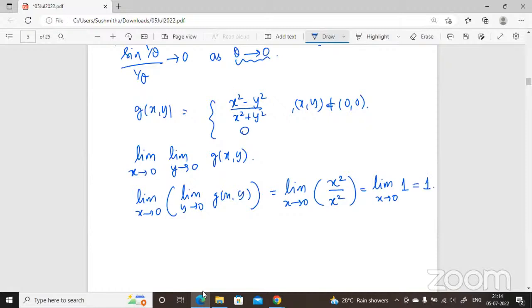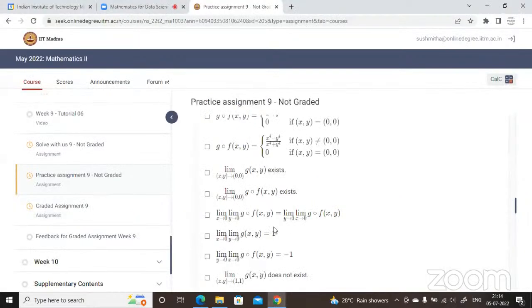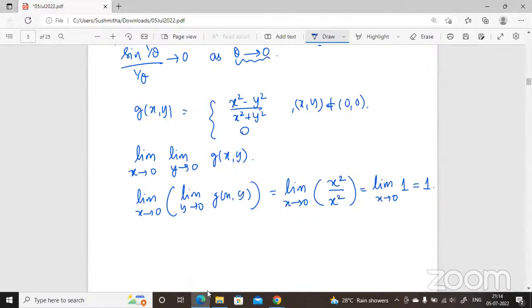Okay. Got it. Then what about the limit as x goes to 0 outside it? That's all. No, we have already got 1. So whether x goes to 0 or infinity, it doesn't matter. Okay.